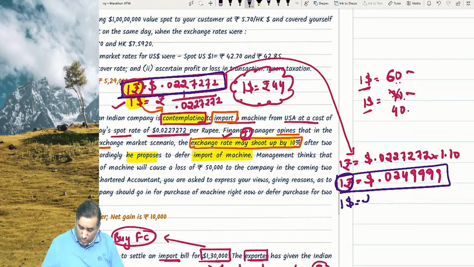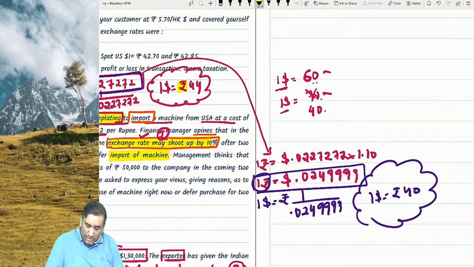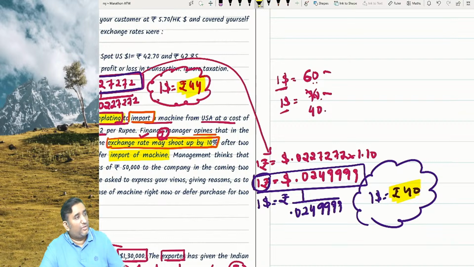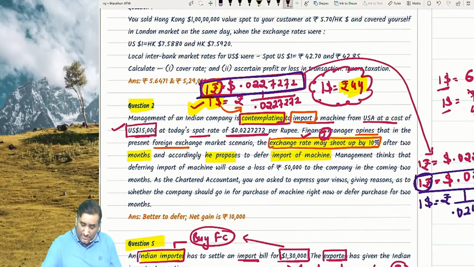I'll put $1 is equal to what? Dollar 0.024999, and in bracket tell me how much it becomes. 40. And now you can call up anyone and say today $1 comes in 44, and after 2 months dollar will start coming in 40. Should I defer the import of the machine? Yes, I should defer the import of the machine. Exactly the same thing he is saying. Again, I'm telling you that you might feel that sir, rupee was given on the left hand side, that is why he was talking of rupee terms. It's not so. If I was setting a paper, I would give you this currency only, and the language I'll keep the same. You have to apply a brain that which currency he is talking about.